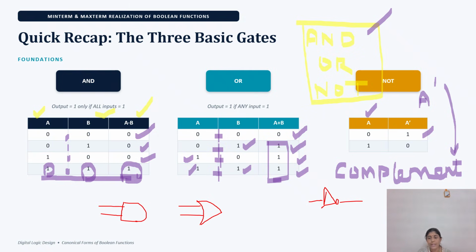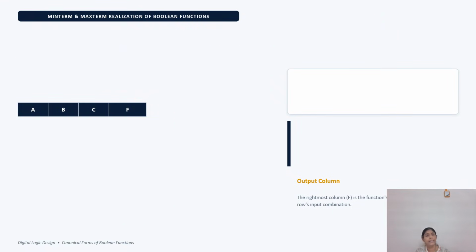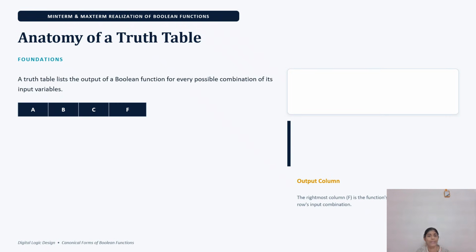So these are the three gates we have to consider, right? Okay, clear. I hope this is clear for you. So next, in the next slide, you are going to see the Minterm definition, because that is your second session. Before that, please check over this, the anatomy of truth table.